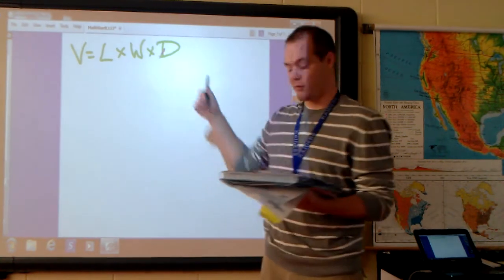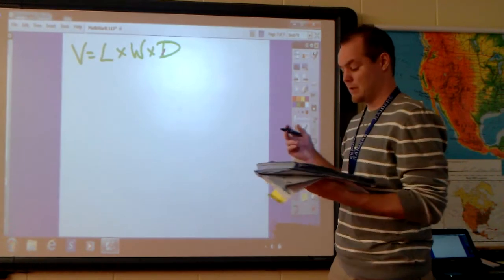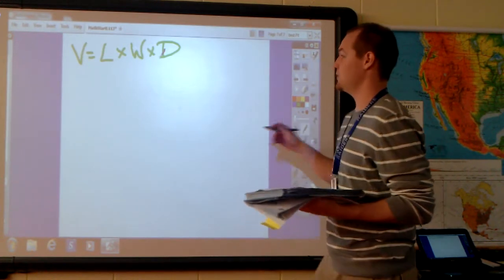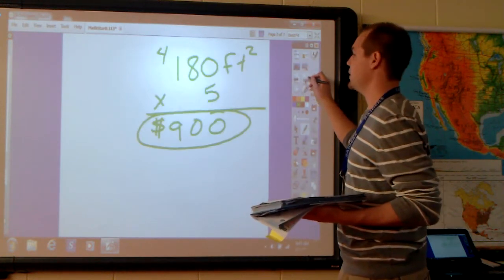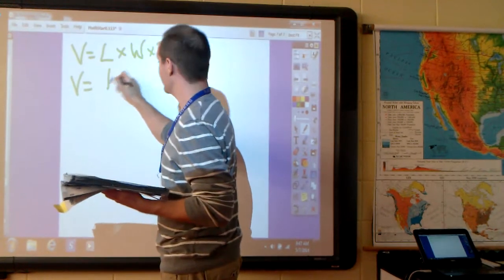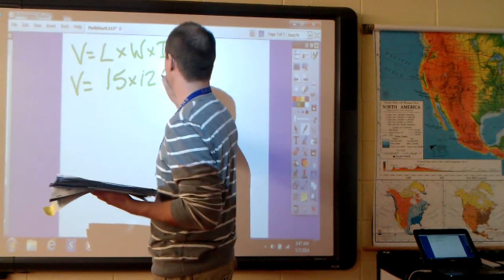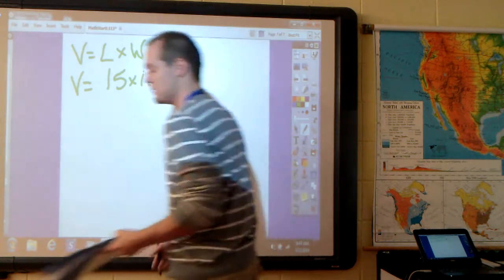First, I wrote down the formula. Volume equals length times width times height, they wrote, but I guess we usually use length times width times depth. And then we'll plug in our numbers. Okay, volume is equal to 15 times 12 times 10. And then we need to multiply these numbers.